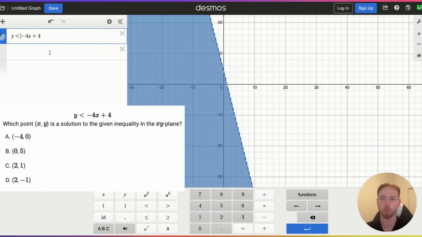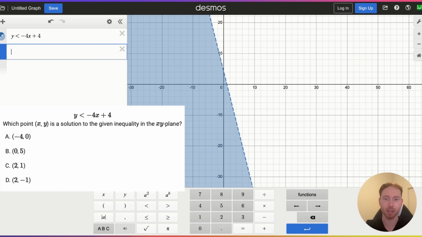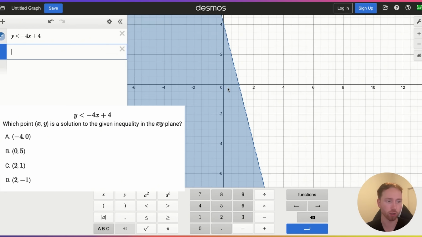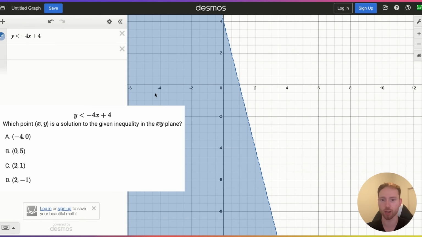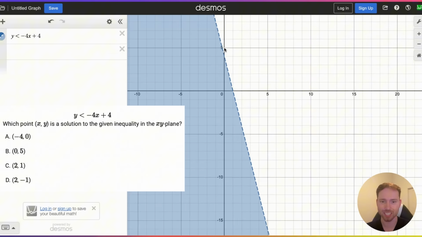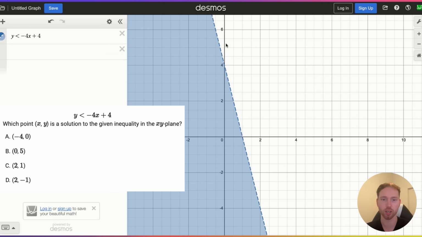And so looking at the points, let's start with A and then work our way up. So typing in A, I can see that -4, let me zoom in here, -4, 0 would be around here. It's well within the shaded region. So I know A is going to satisfy this inequality. 0, 5, I can see would be slightly outside the shaded region. Therefore, it won't satisfy the inequality.